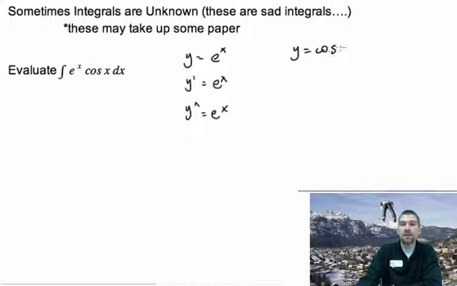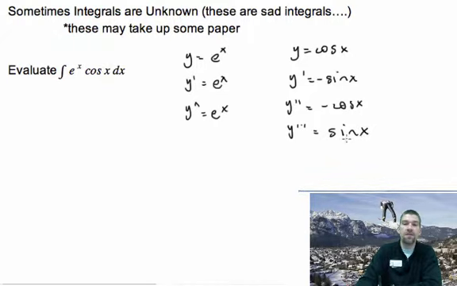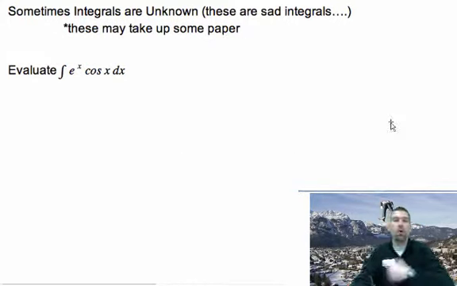With cosine x, if I take the derivative of cosine x, I get negative sine x. And if I take the derivative of that, I get negative cosine x. And if I take the derivative of that, I get sine x. And if I take the derivative of that, I'm back where I started. So both of these guys lend themselves to repeating, and no quick, easy way to get out of it, okay?